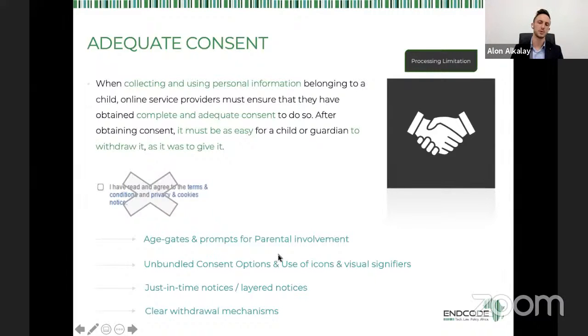Also, just-in-time notices and layered notices should be considered. So depending on the child's age and maturity, they may not be able to conceptualize a whole long privacy notice. And so we would recommend that OSPs look at giving information at the right moments in time when a child is interacting with specific features of a platform or website, and to layer the notices, so to break up the information, but as a whole, to get it across.